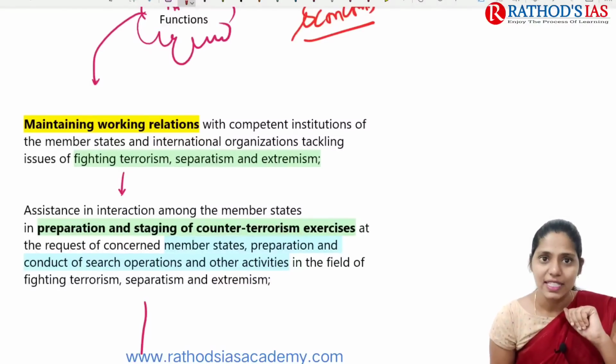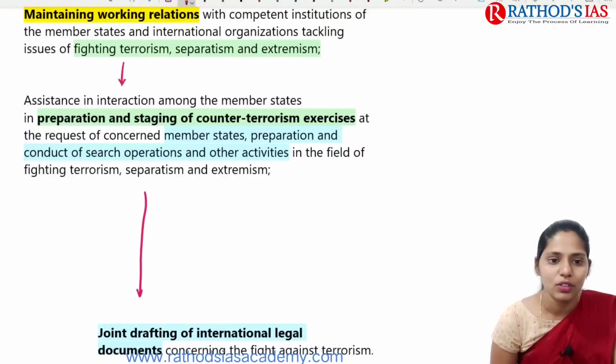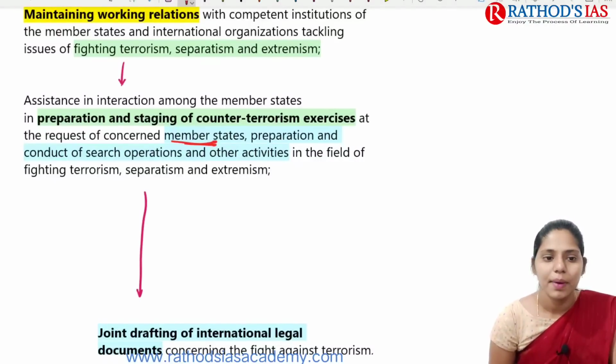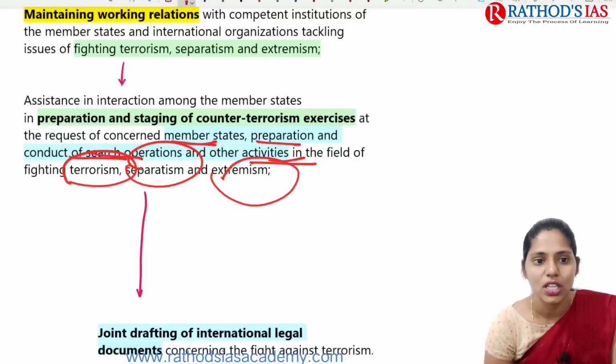And the next one is mainly focusing on providing assistance in interaction among the member states in preparation and staging of counter-terrorism exercises. It will also help, at the request of concerned member states, in the preparation and even conduct of such operations and other activities in the field of fighting terrorism, separatism and extremism. So it is also mainly focusing on interaction among the member states.